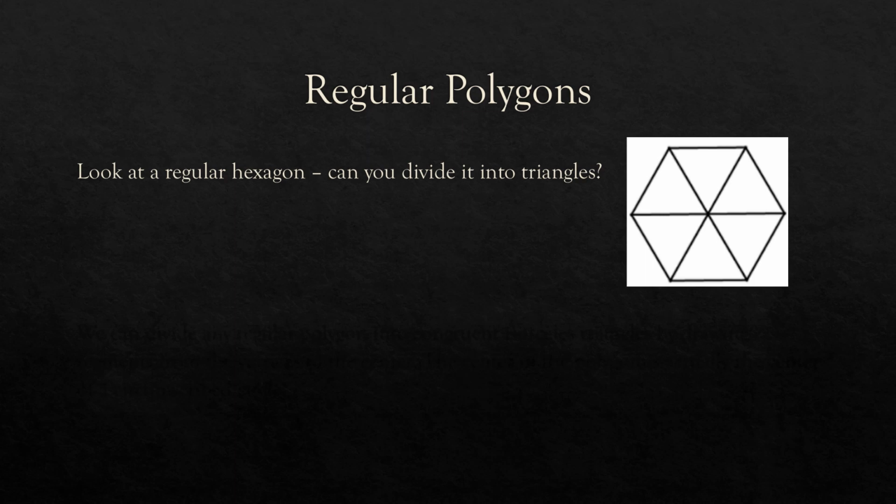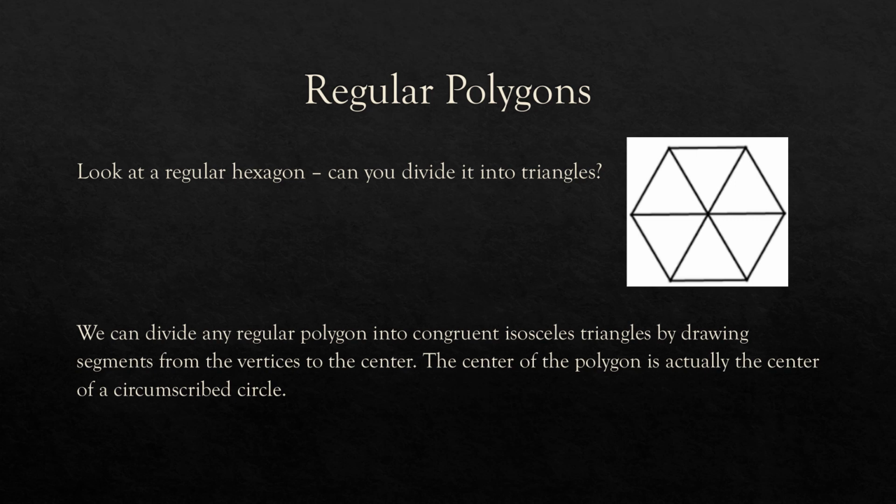Here we have 6 isosceles triangles. We can divide any regular polygon into congruent isosceles triangles by drawing segments from the vertices to the center. The center of the polygon is actually the center of the circumscribed circle. How will this help us in finding area? Let's use an investigation.